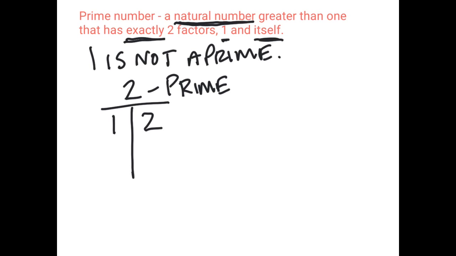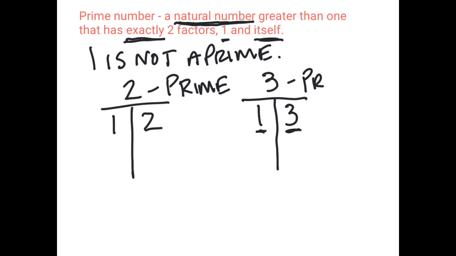And then let's talk about the number 3. Is 3 a prime number? I only need 2 factors, 1 and itself. So I know 1 times 3 are factors of 3. How about 2? 2 times what will give me 3? Nothing. So I have 1 and itself. So 3 is considered a prime number. Now after 2, all of your prime numbers are odd numbers.